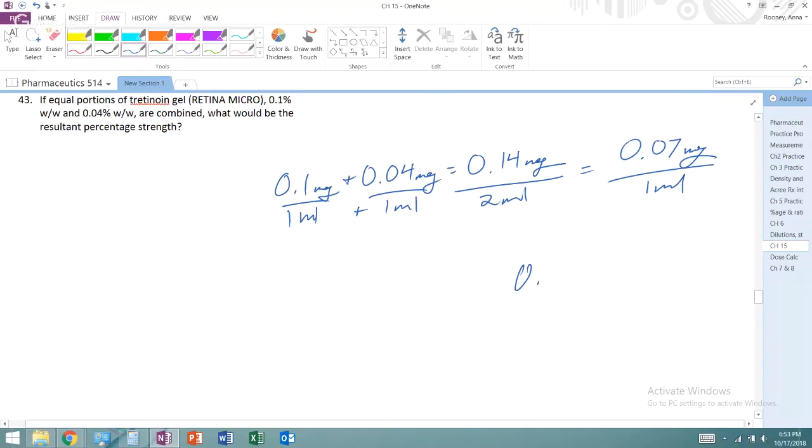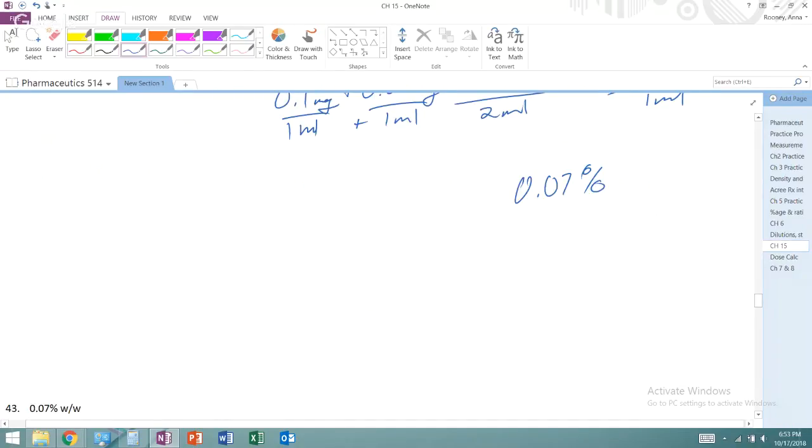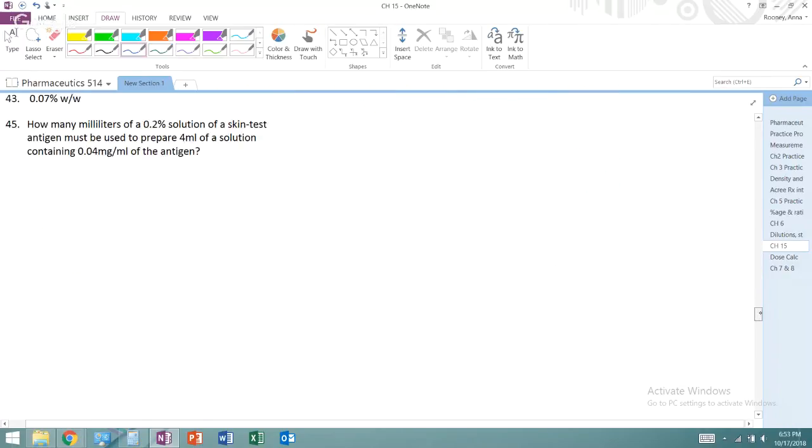So your resulting strength is 0.07%. I'm just lazy. I'm not going to go into more detail.